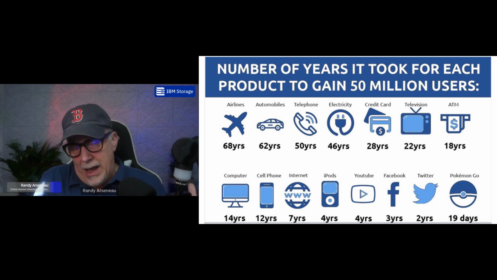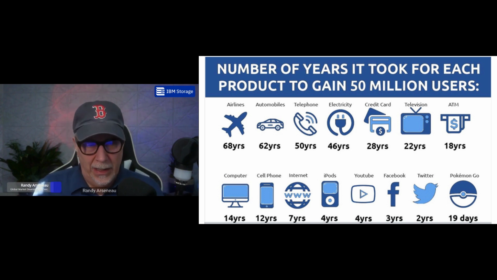Now, I think this is kind of an interesting slide. I like to show this because it demonstrates in fairly stark terms how fast things are changing and how the rate and pace of change, again, not surprisingly, has really, really accelerated.